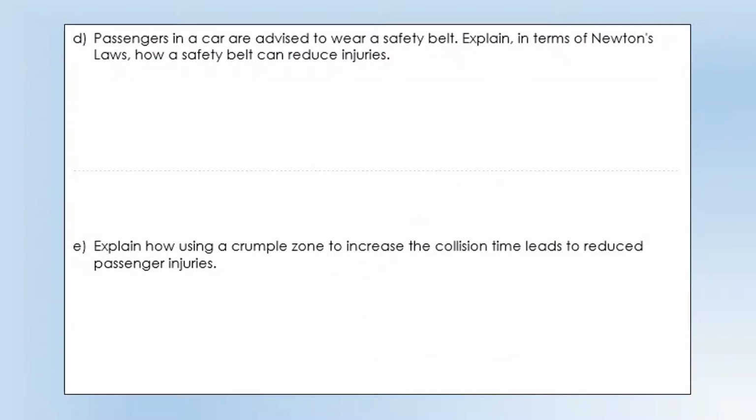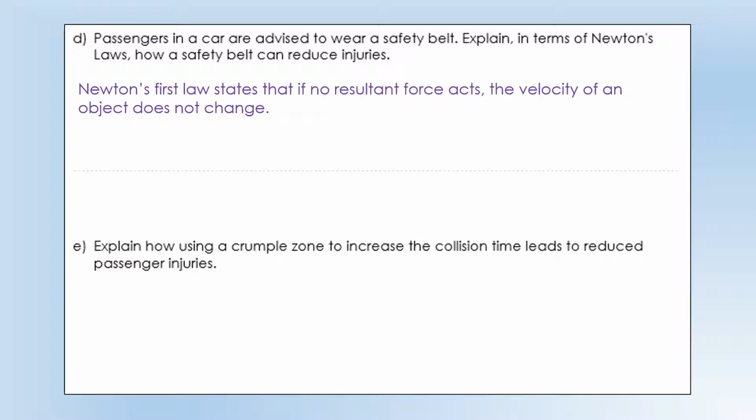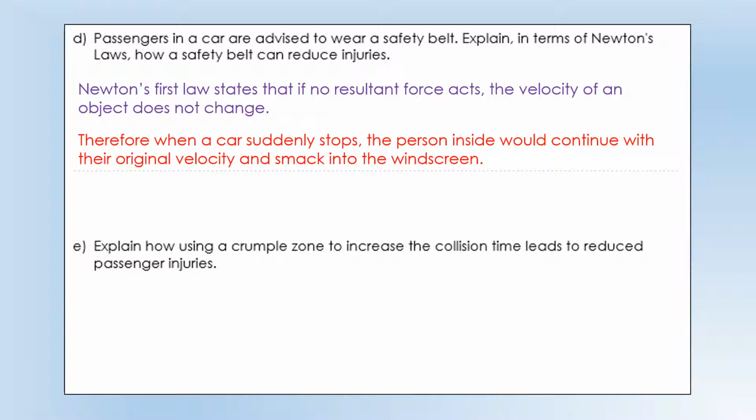So passengers in a car are advised to wear a safety belt. Explain in terms of Newton's laws how a safety belt can reduce injuries. Okay, so Newton's first law states that if no resultant force acts, the velocity of an object does not change. And this is what's critical. So when the car stops, the car's velocity decreases because of the brakes being applied, but there's no force acting to stop the person. So the person continues with their original velocity, which means they smack into the windscreen, okay? And that's going to hurt and cause injury.